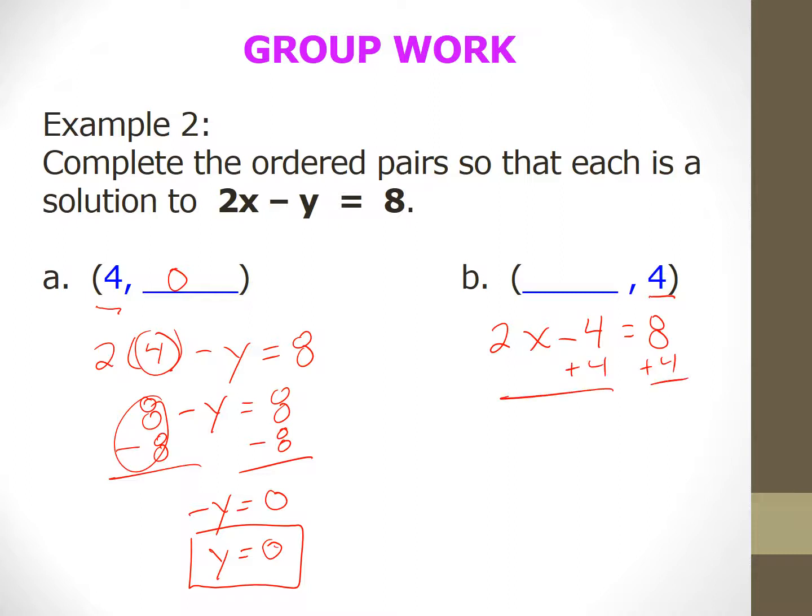So solving for x, I'm going to add 4 to both sides. Hopefully you did the same. And I have 2x equals 12. Then dividing both sides by 2, we get x equals 6. So x equals 6 is part of a solution together with y equals 4. So we would write it here. And together that ordered pair is a solution to our original equation.